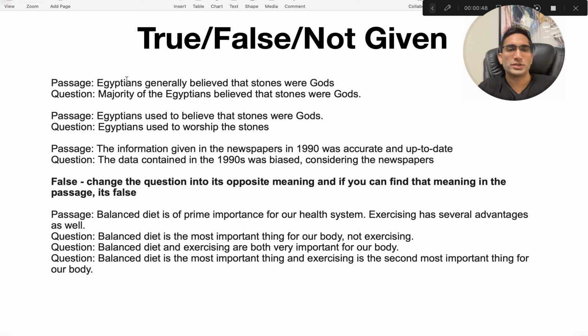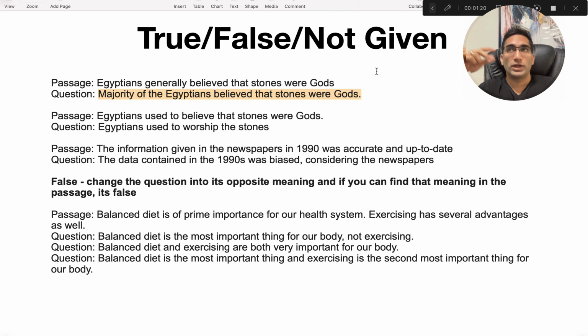So the part of the passage was saying Egyptians generally believed that stones were gods. And the question related to that part was saying majority of the Egyptians believed that stones were gods. Now, what I like to do is rephrase the question in my own words. So it's like, okay, most of the Egyptians were thinking stones were gods. The question is saying majority of the Egyptians. So again, yeah, most of them were believing that stones were gods.